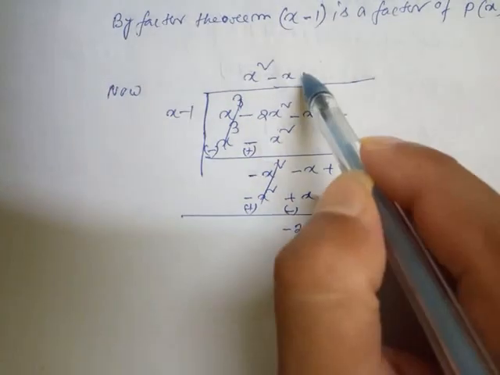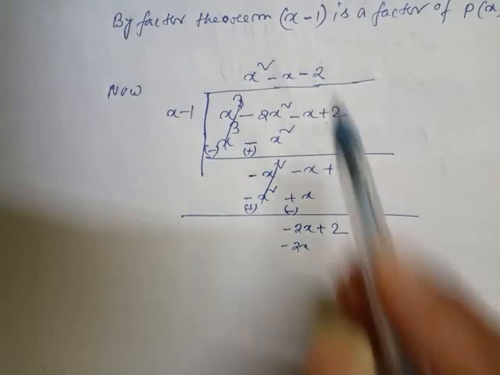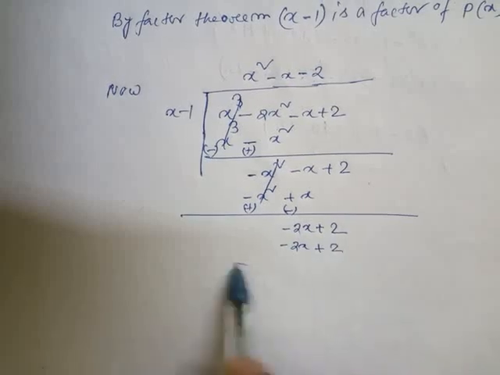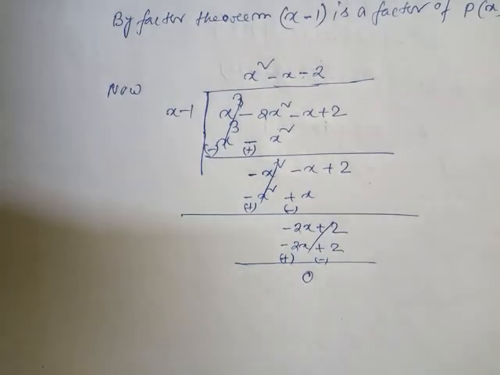Now look, we'll put down here only minus 2. So minus 2 into x is minus 2x, minus minus plus, there is 2. Now look here, this becomes plus, this becomes minus, cancel, which means 0, remainder 0.